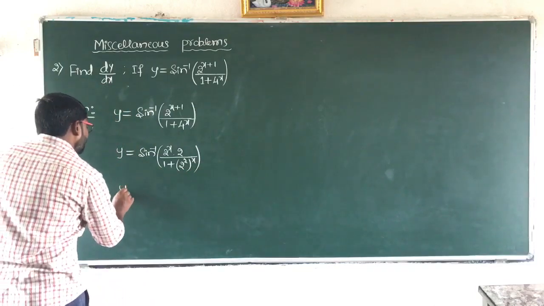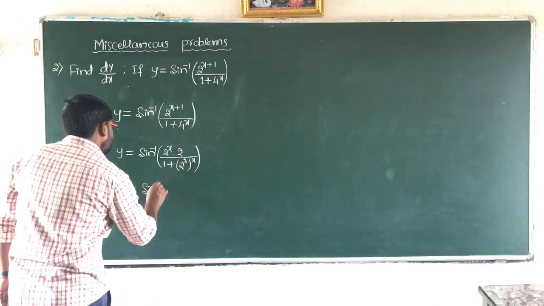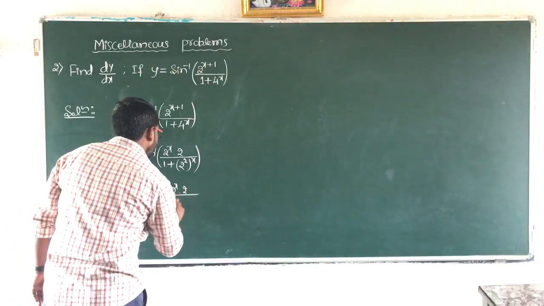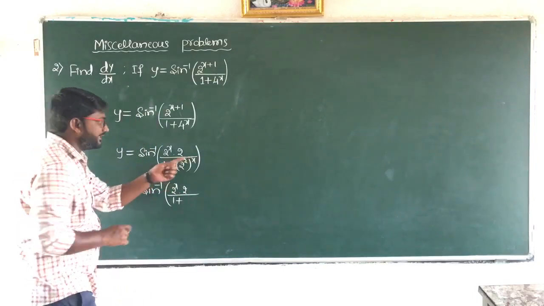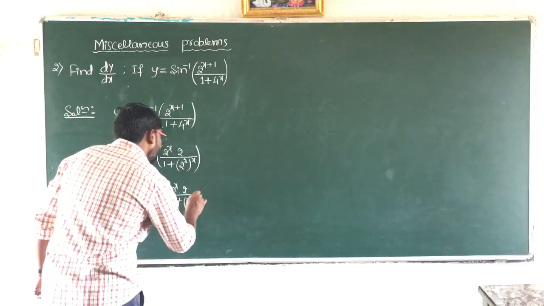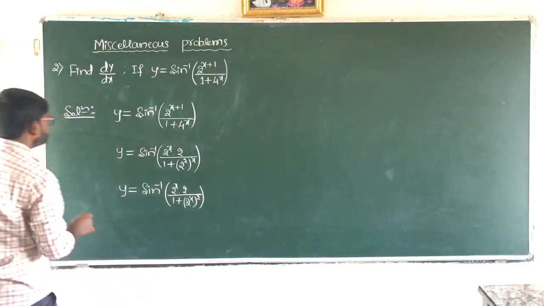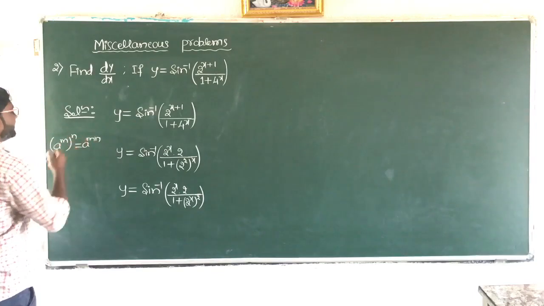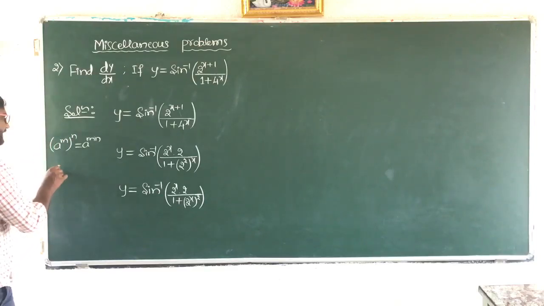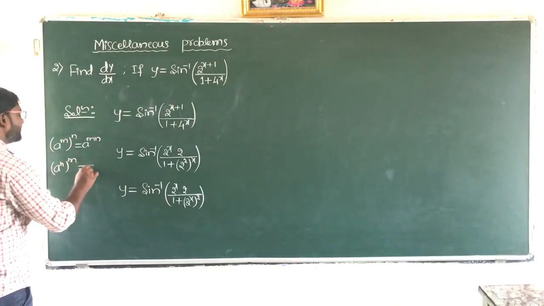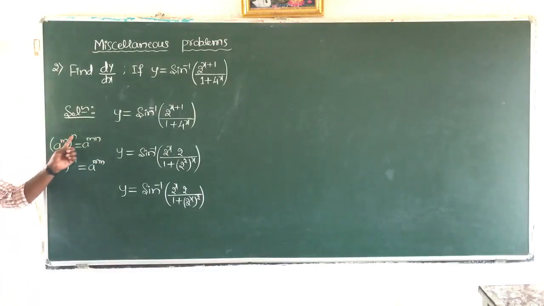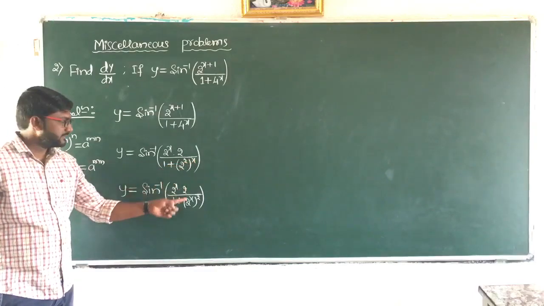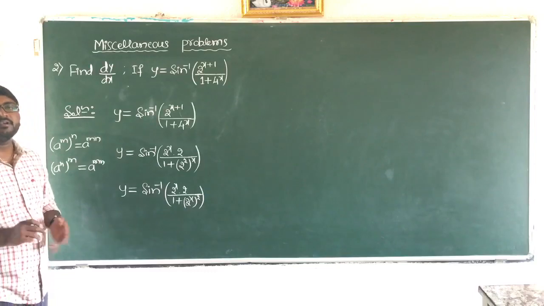So now y is equal to sin inverse 2 raised to x into 2 divided by 1 plus, this can also be written as 2 raised to x the whole square. See here, a raised to m whole raised to n is equal to a to the power mn. Anyway, these two will be multiplied. So by making use of this, I have written 2 square whole raised to x as 2 raised to x the whole square. So now I go for the substitution.